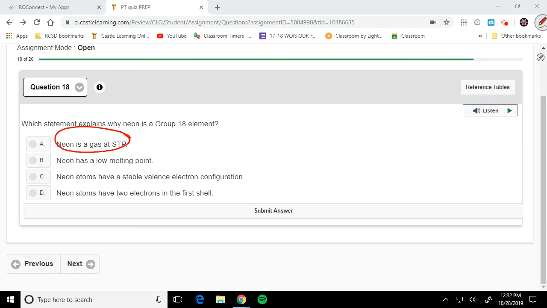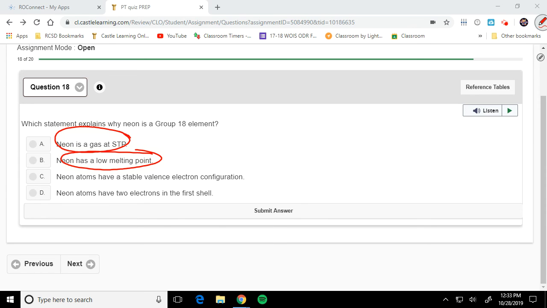It has a low melting point. I don't know, I'd have to look that up. Neon is element number 10. Melting point is on here. Element number 10's melting point is 24 Kelvin. That is a super low melting point. It does have that. These are all true statements.